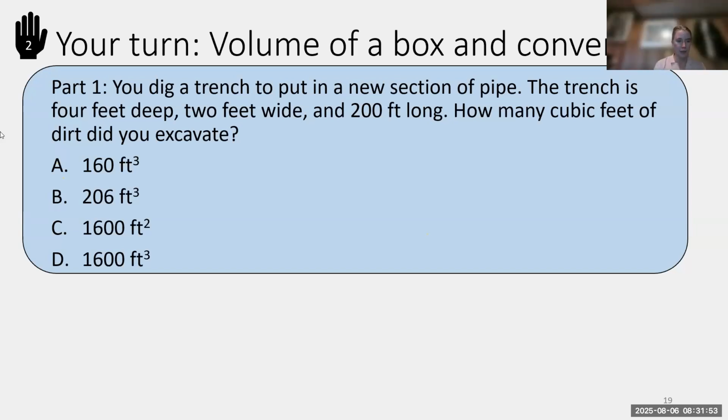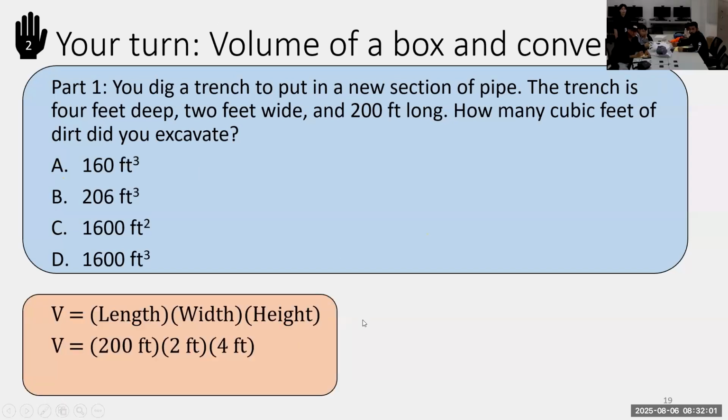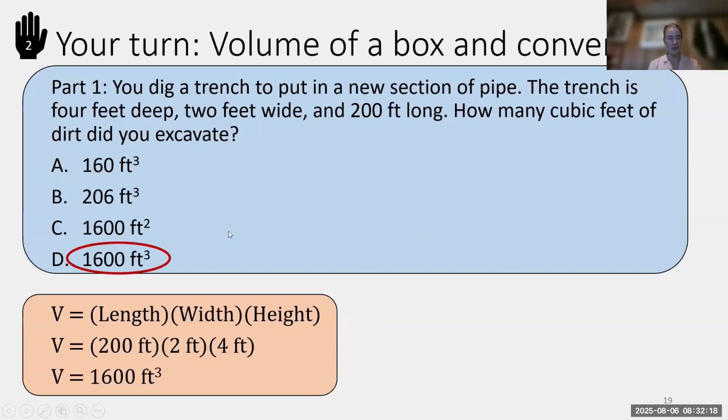Okay. So I'm going to go ahead and move on to the next part of this question here. So that was part one. And for part one, we have the calculations up here still. That's all right. So you should have calculated length times width times height, which is going to be 200 feet times 2 feet times 4 feet, right? And then that's going to give us a final answer of 1,600 feet cubed.